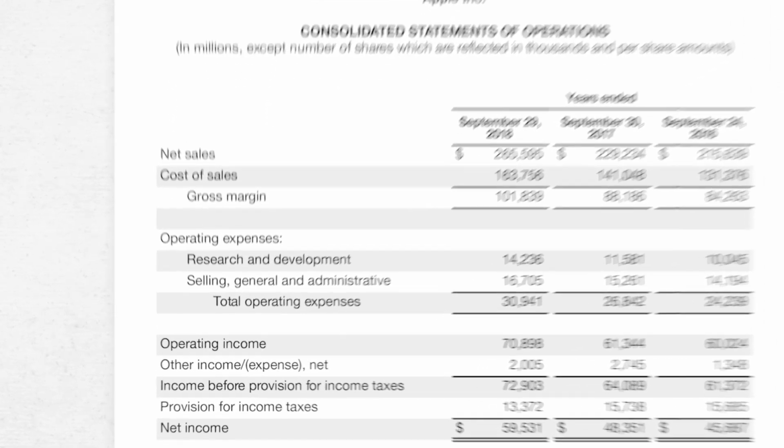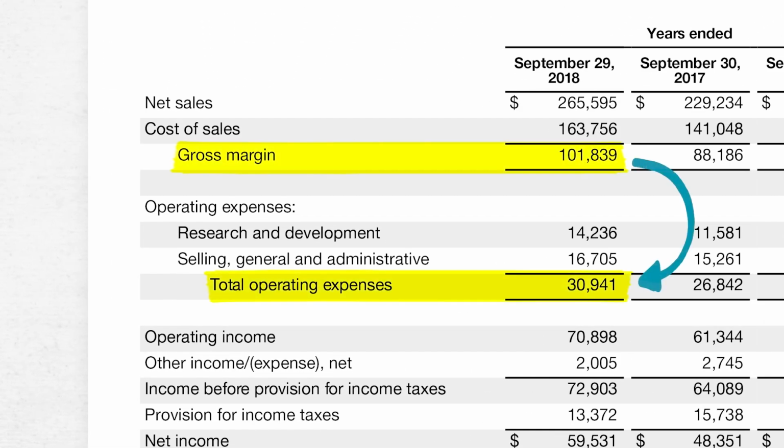All these operating expenses are paid for with the gross margin dollars from above. If you can't keep your operating expenses lower than your gross margin, then you may have a problem and you're not going to be a profitable company.